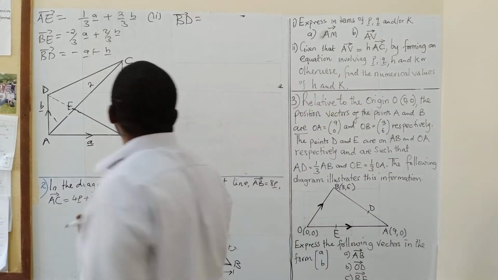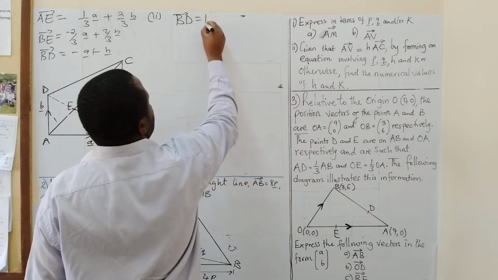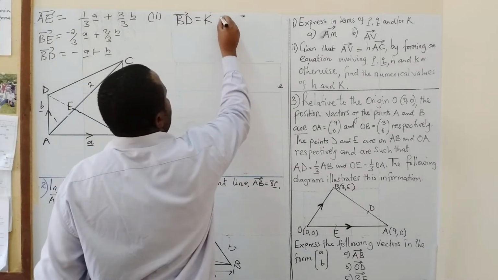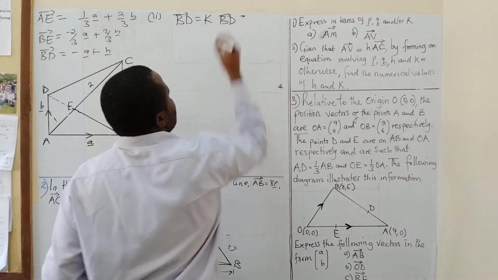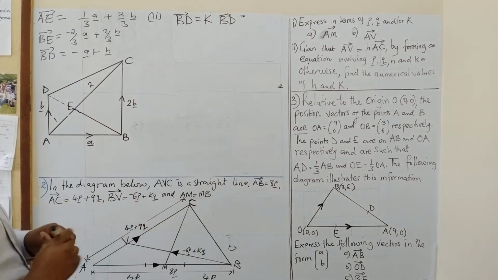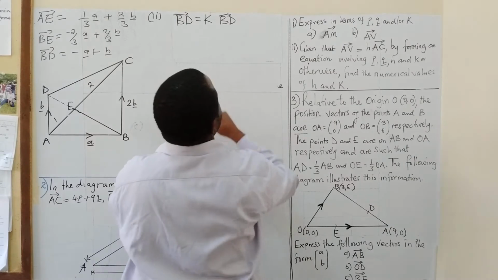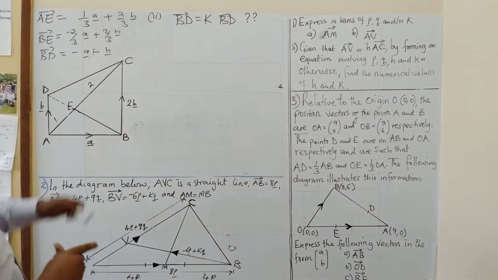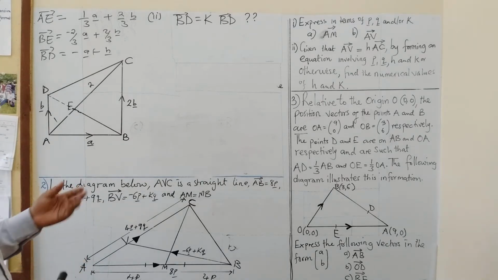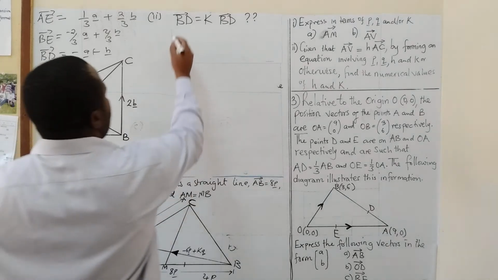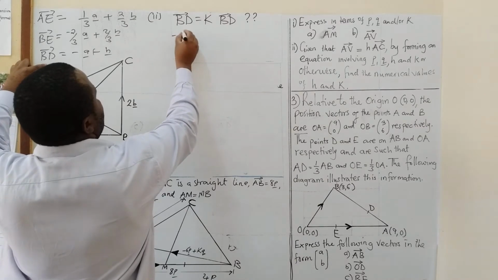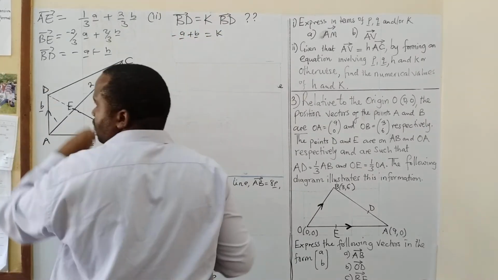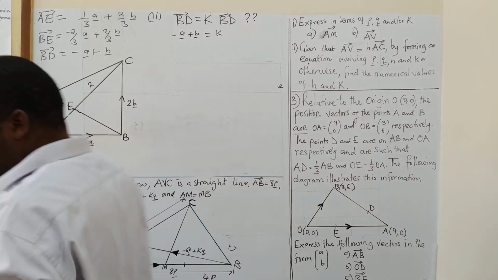So now, I will say, okay, can I multiply a certain number, which is K, by BD, for example? Does this hold? If it does, then you will conclude that the points are what? Collinear. So we can check. We are going to say, what is BD? Negative A plus B is equal to K.